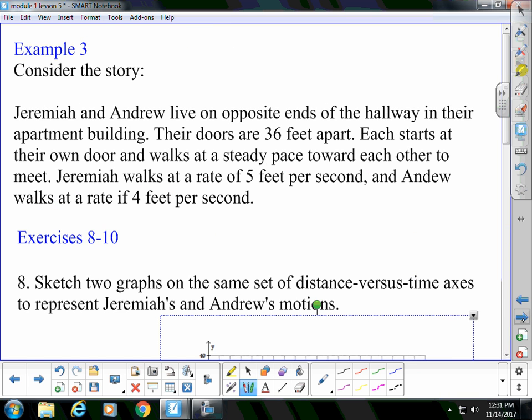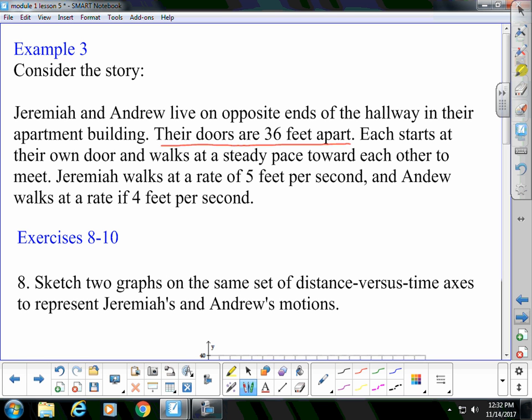Okay, let's look at one more. This is about Jeremiah and Andrew. Jeremiah and Andrew live on opposite ends of the hallway in their apartment building. Their doors are 36 feet apart. Okay, so the doors are 36 feet apart. It's an important piece of information here. Each starts at their own doorway and walks a steady pace toward each other, and they meet.